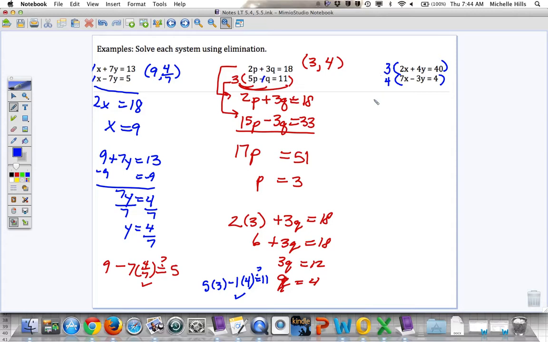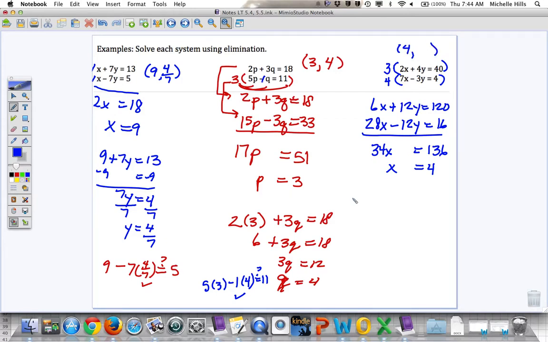So when I distribute the 3, I get 6x plus 12y equals 120. And when I distribute the 4, I get 28x minus 12y equals 16. Now when I combine them, I'm going to eliminate y, and I'm going to have 34x equals 136. Then when I divide both sides by 34, x is going to equal 4. Again, I'm not done.